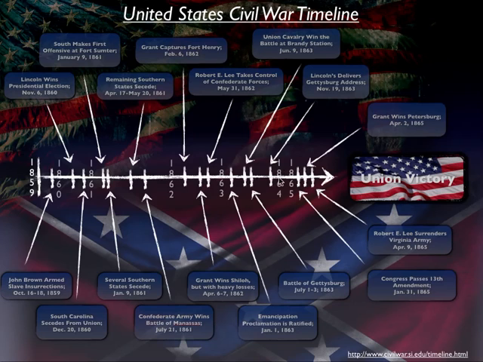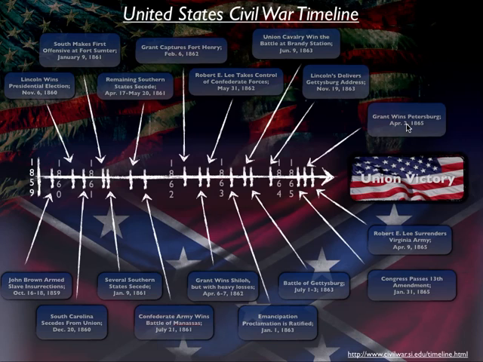There are definitely some events that took place in 1864, but because of space here, I decided that we're going to go ahead and skip to 1865, where most of the large and more important events took place. So, Congress passed the 13th Amendment on January 31st of 1865. And following that, Grant won at Petersburg, Virginia on April 2nd of 1865.